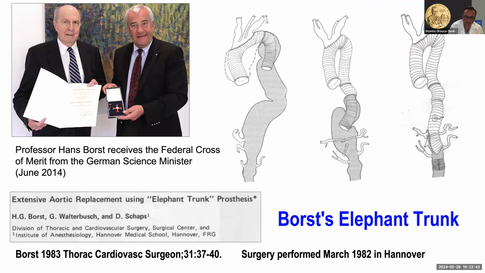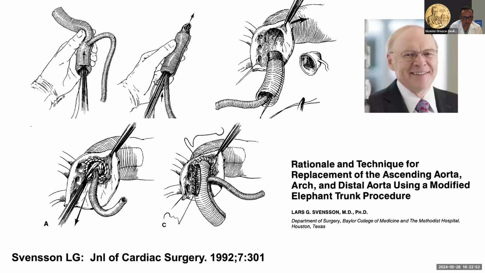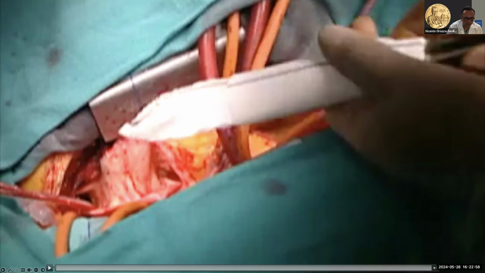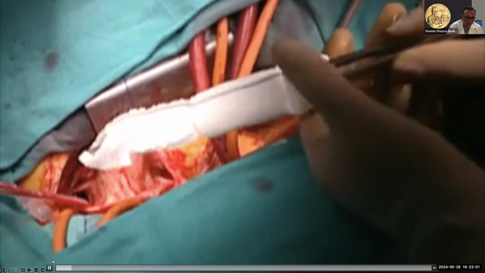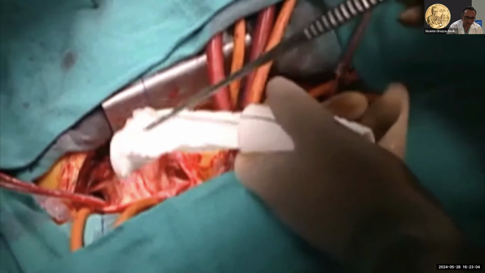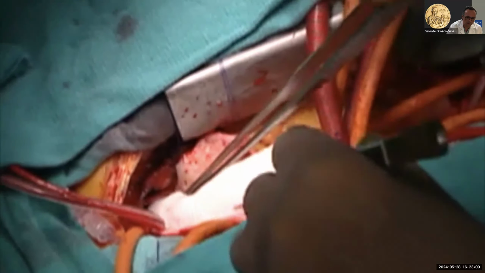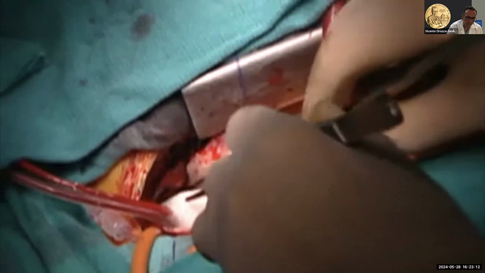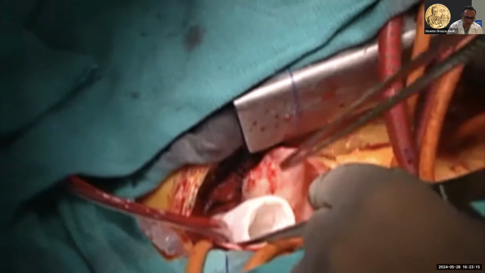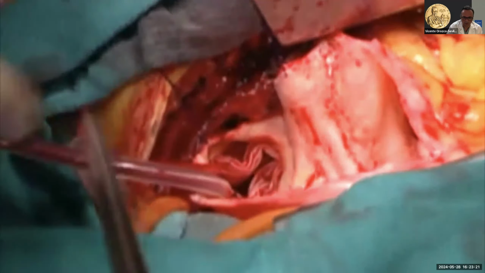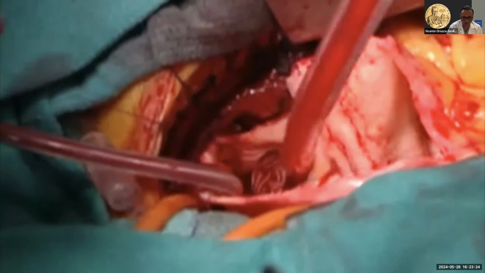It's a long time since the first elephant trunk got done by Dr. Borst in Germany. And we come along from the modification by Dr. Svensson. As you can see here, this is a small video of how the classic elephant trunk used to be done. We pretty much invert the graft in order to be able to sew in the distal arch, and usually it's around 10 centimeters, so that it allows us to come and do a second stage and complete either endovascular repair or open approach.